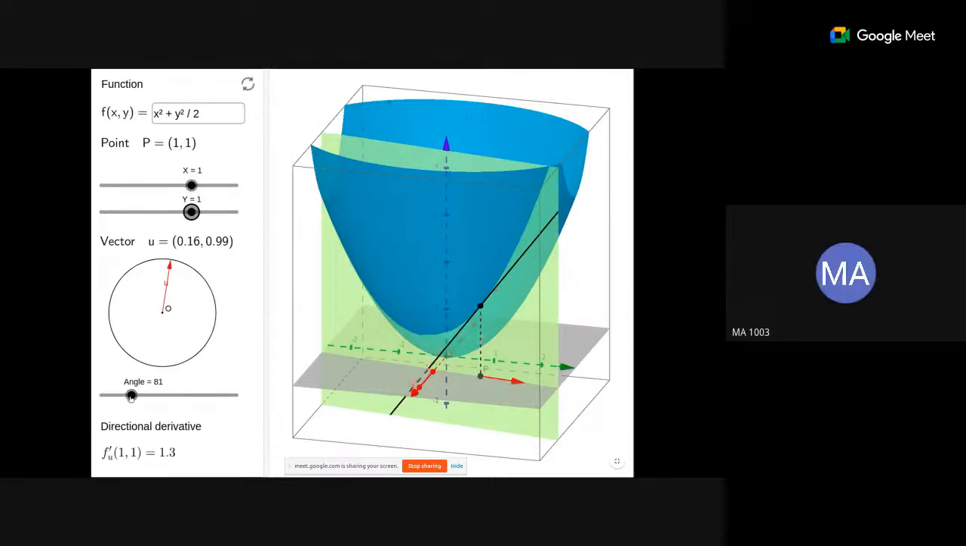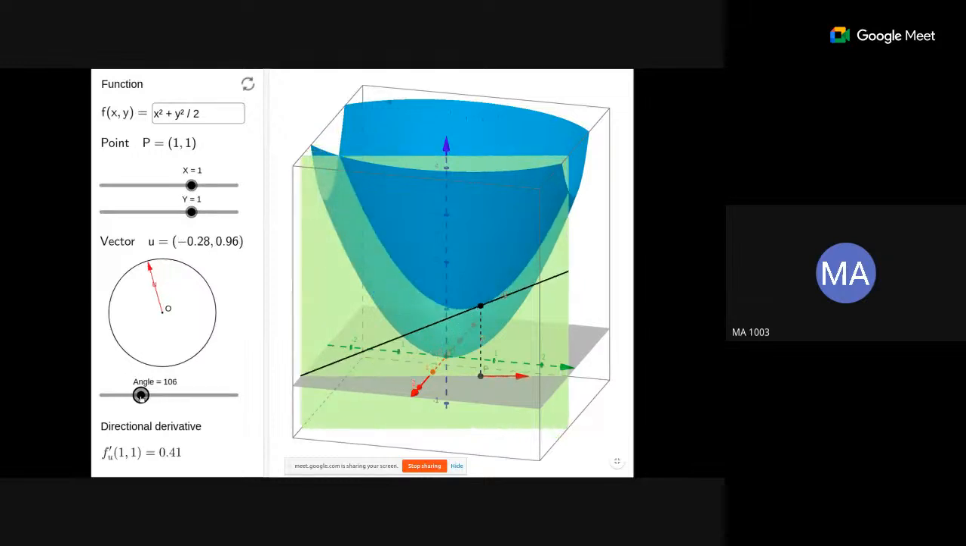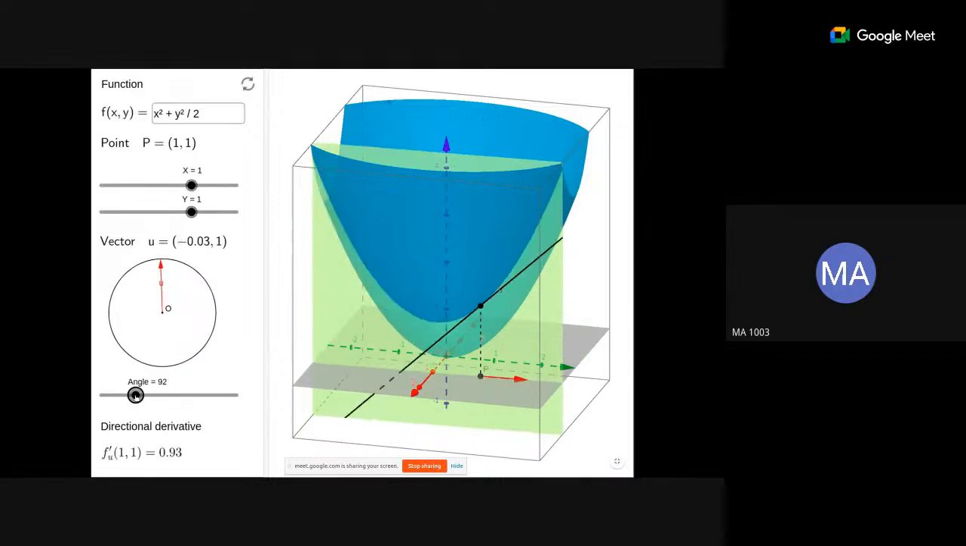Now if I just take it like this, what is this when the angle is 90 degrees? The vector is making a 90 degree angle with the x axis. This is basically the direction of the y axis, right? Now you can see that our plane is parallel to the y axis. So this is basically the partial derivative along the y axis, correct? Because our plane is parallel to the yz plane. Our vector is parallel to the y axis, nothing else.